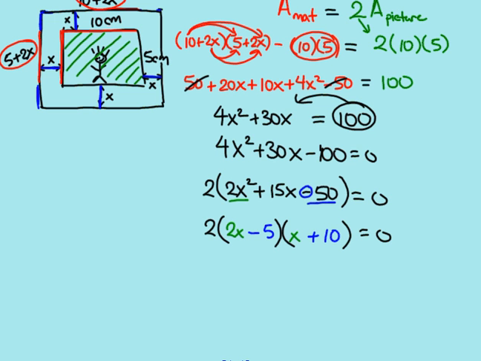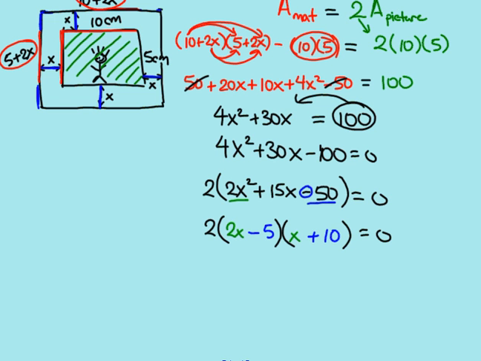Okay, so let's just check it out. F for first, 2x squared. O for outside, 20x. I for inside, negative 5x. And L for last, negative 50. And perfect, that makes positive 15x, which is what I want. Okay, so that was just my check.